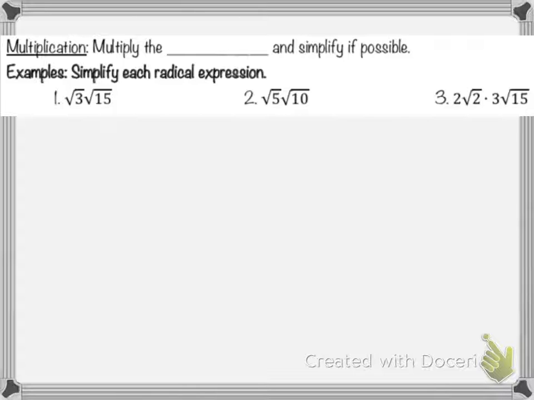So with our note packet here, continuing on, multiplication. When we multiply radicals or radical expressions, we multiply the radicands and simplify if possible. So for example, here on number 1, square root of 3 times the square root of 15, or radical 3 times radical 15, however you want to word it. We multiply the 3 and the 15 together since they're both underneath radicals. They are both radicands. So 3 times 15 is 45, and so we have the square root of 45.